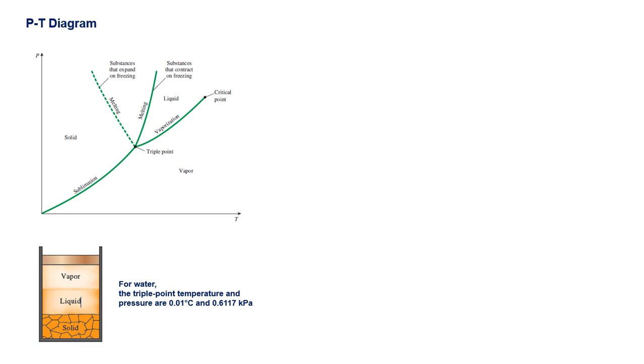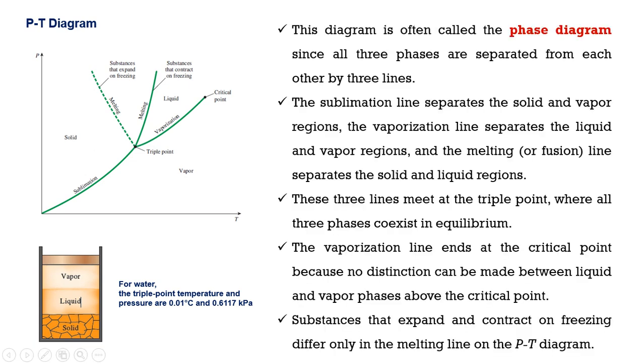So that is the concept of the triple point. At the triple point for water, the triple point temperature is 0.01 degrees Celsius and the pressure is 0.677 kilopascal. It's very important. This diagram is also called the phase diagram because all the phases are present here. All three phases, solid, liquid, and vapor, are present here. Each phase is separated by a saturation curve, that is the sublimation curve, vaporization curve, and melting or fusion curve.